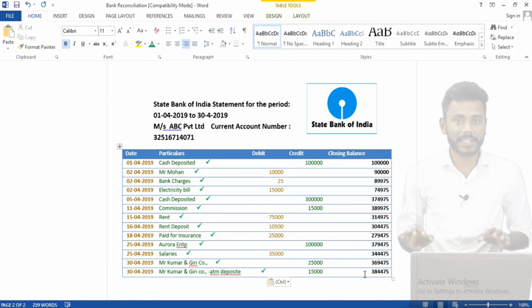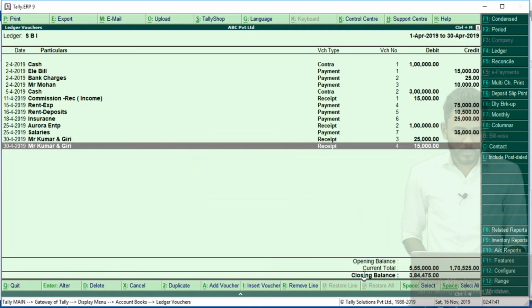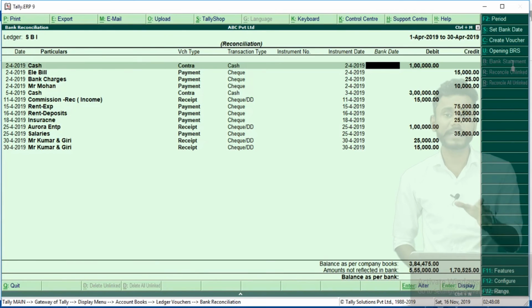Is the bank reconciliation enough? Is it completed? No, not at all. Again, you need to match not only the balances, but also the dates. For example, we recorded the electricity bill on 2nd April. If it is cleared on 3rd April, you also need to match the date. So in order to match the date, you just press F5 to reconcile the statement. Here you need to enter the date of clearance.